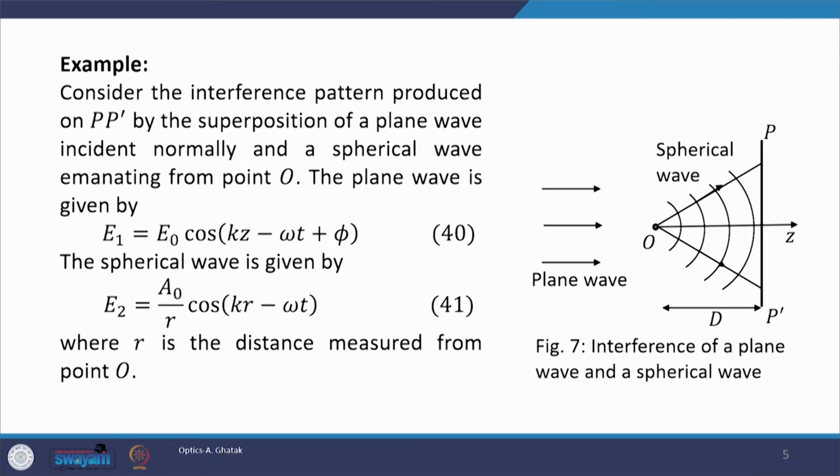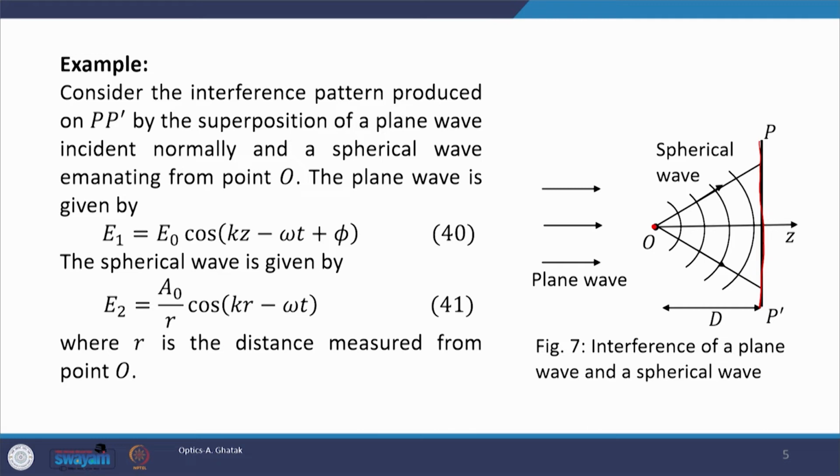Now, we will move to the second problem. The second problem is that we have a screen P P prime, which is represented here by this vertical line. A plane wave is propagating normally towards the screen P P prime, and there is a point source O kept here, from which spherical waves are generated and also propagate towards the screen. The question is, when the plane wave interferes with this spherical wave, what type of fringe pattern will be generated on the screen?